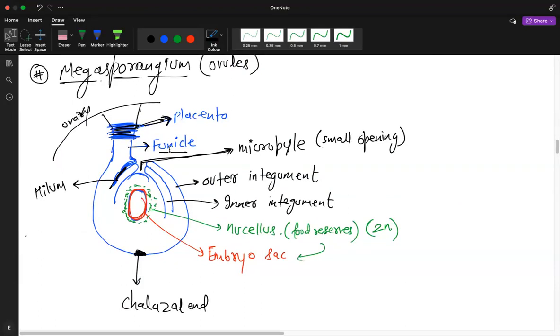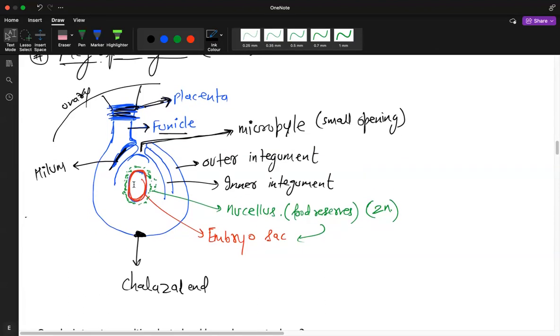And I told you in many ways you can think of it as a parallel to tapetum. Tapetum was there when microsporangium was developing, and even tapetal cells secrete sporopollenin to form the exine of the pollen. So they are in direct contact with the pollen mother cell. Here, the nucellus is in direct contact with the embryo sac itself, right? And this nucellus is a food reserve.